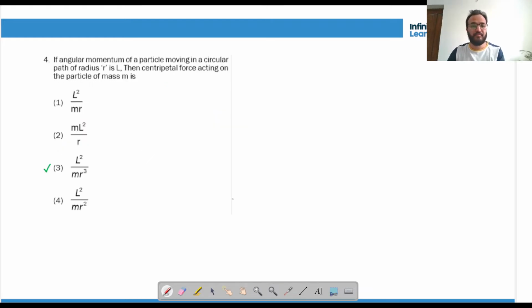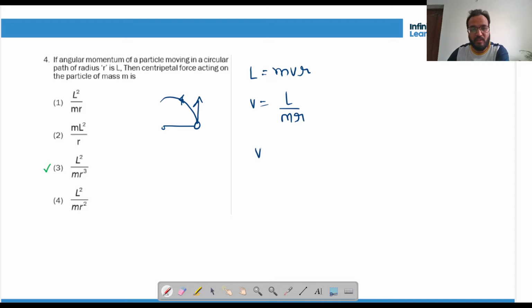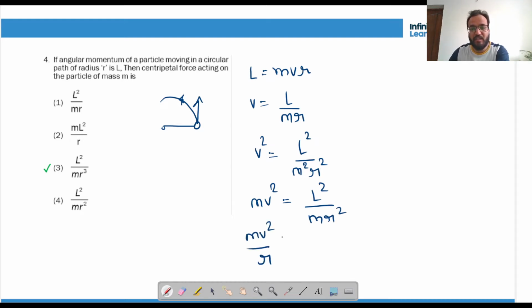Got it? Fourth is, if angular momentum of a particle moving in a circular path of radius r is L. Okay, so angular momentum for a particle performing circular motion is mvr. We all know that. So what is v? v is L by mr. So what is v square? L square by m square r square. Now what is mv square? You will say, sir, L square by mr square. And what is mv square by r? You will say, sir, it is L square by mr cube.